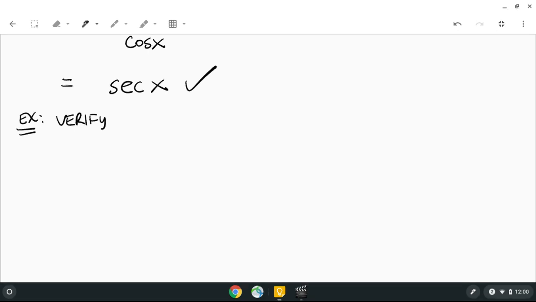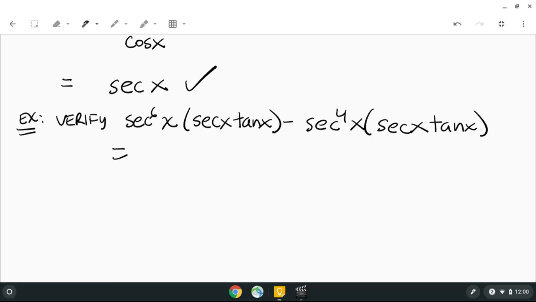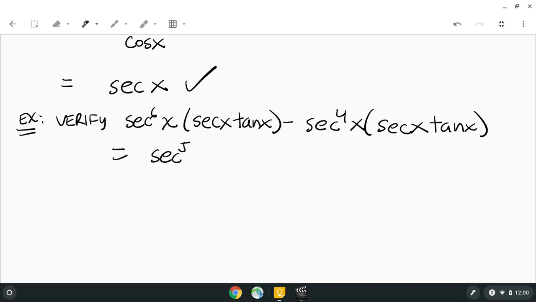Verify that secant 6x secant x tangent x minus secant 4x secant x tangent x equals secant to the 5th x times tangent cubed x. Let me make that look more like a 5.